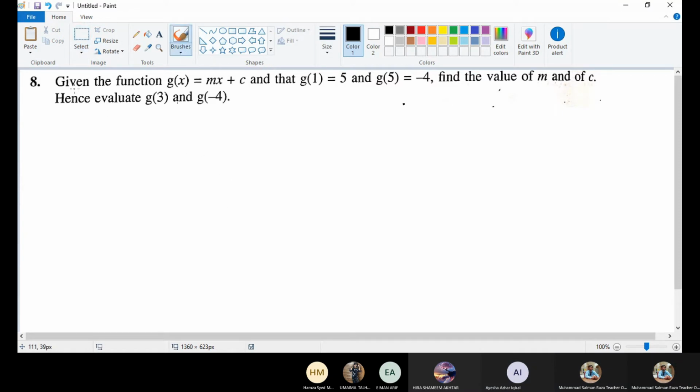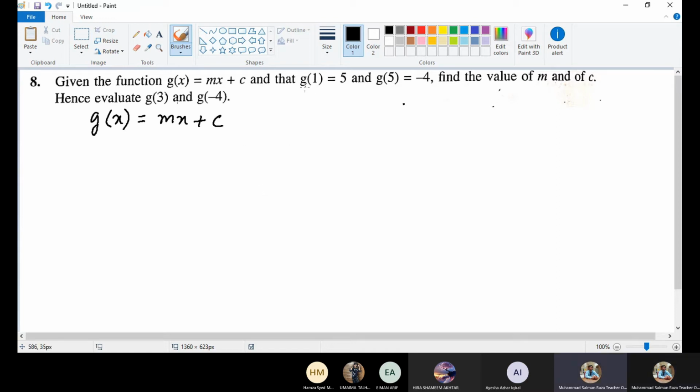We are going to solve this question. Question number 8 says: given the function g of x is mx plus c, and that g of 1 is 5 and g of 5 is minus 4, find the value of m and of c, hence evaluate g of 3 and g of minus 4. So what are we going to do? The very first thing we write is that the function g of x is mx plus c.